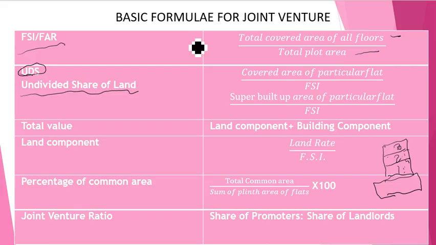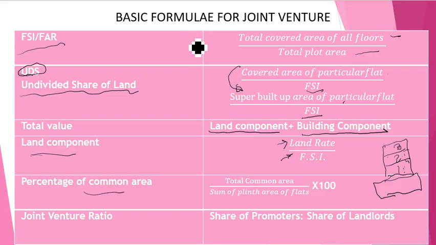This is equal to covered area of a particular flat divided by FSI. So covered area we generally take as super built up area of the particular flat for which you have to find out UDS, divided by FSI. How it is done we will discuss in the coming slides. Then total value is equal to land component plus building component. So land component is equal to land rate divided by FSI.